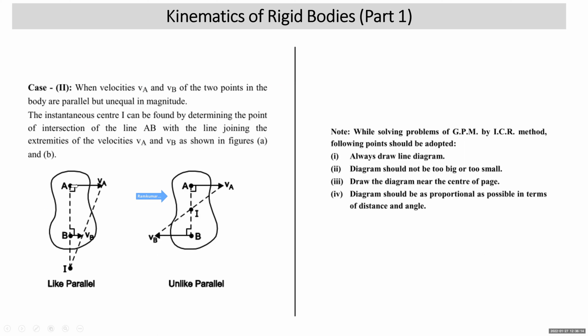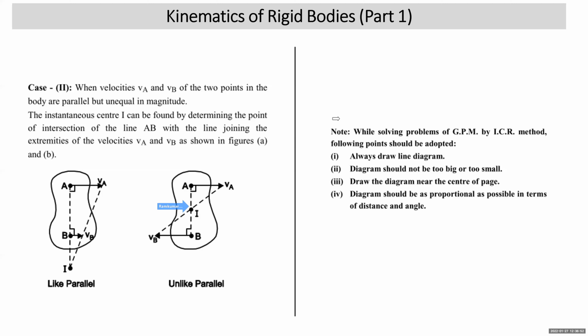Draw a line joining the extremities of the velocity vectors. Where this line intersects with the line joining the two points is called the ICR. You can see that we have drawn a line joining the extremities of the two velocity vectors. It intersects with the line joining points A and B at I. So this is the way in which we locate the ICR in this case. Right. Most of our problems will be based on case 1. In a few problems, probably the last case, it will be the second case.